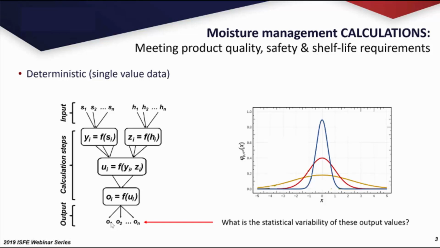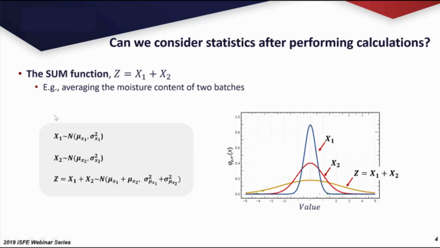Okay, so let's say that one of the calculation steps is just a simple sum. So let's say I'm summing two values of moisture content, for example, to calculate a certain average. I know that if this is distributed with a normal distribution with these properties for both samples, I could estimate what will be the distribution of the sum using this simple formula.